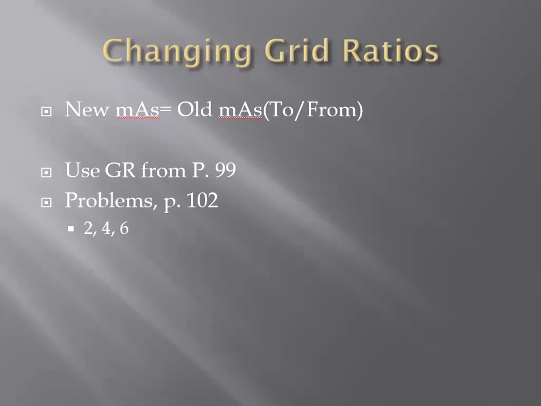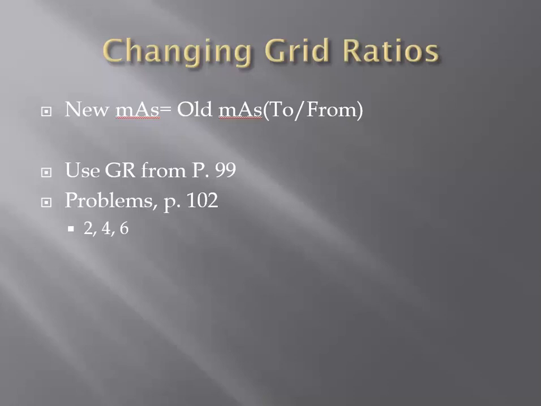What I mean by that is, let's say you're shooting an abdomen with a technique of 20 mass. KVP really doesn't matter here. We're just changing mass. So what you would do is divide the 20 by, if you were using a 5 to 1 grid, you divide by 2. Using the grid conversion factors that you see on page 99, a 5 to 1 grid is 2. So you divide by 2, but you're going to an 8 to 1 grid, so what you would need to do is multiply that by 4.